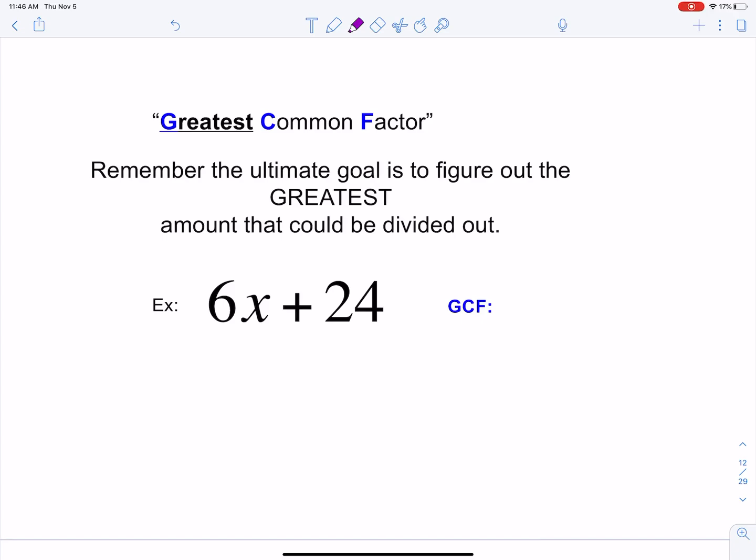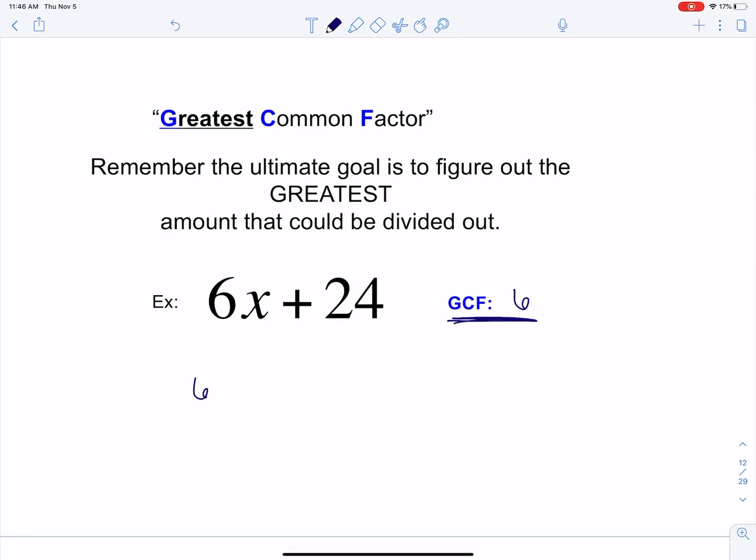So our greatest common factor is that you're going to remember it is the goal to figure out the greatest amount that can be divided out. So for example here, 6x plus 24 have a common factor of 3, but the greatest common factor is 6, right? Our GCF here is 6. So we would write our GCF here, and then we put the rest of it in the parentheses, so x plus 4. That's how we would factor that.